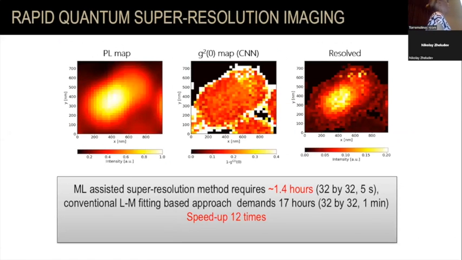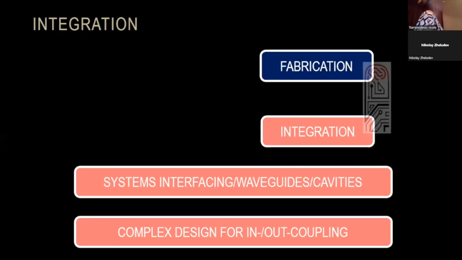And just a glimpse of what's coming up, this technique can be combined with or overlaid with a photoluminescence map, leading to super resolution quantum imaging that will give you both the speed up in terms of measurements and in terms of resolution as well.